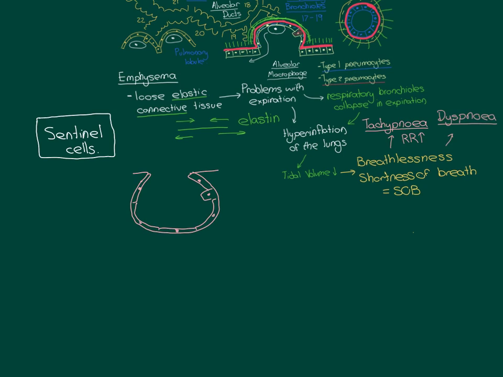So get the thicker pen. Here is the basement membrane, and of course underneath that basement membrane we know what's going to be there. We're going to have connective tissue, particularly elastic connective tissue. Okay, so let's now put on the alveolar macrophage. Let me undo that and get the thinner pen.